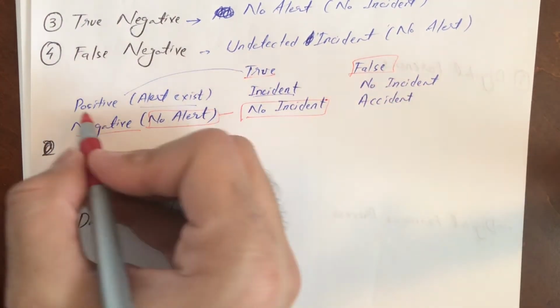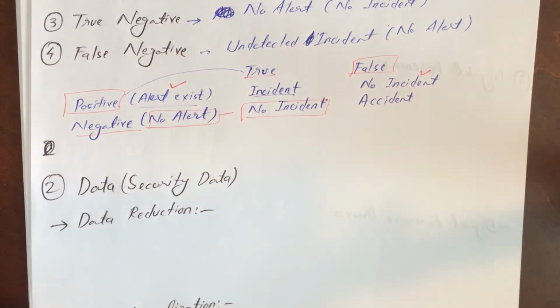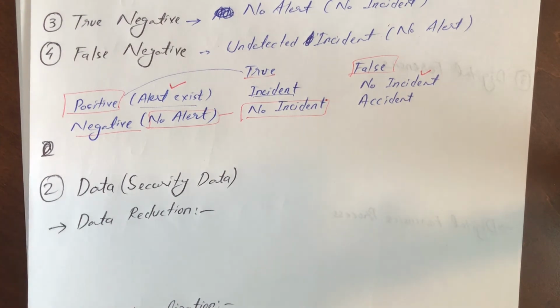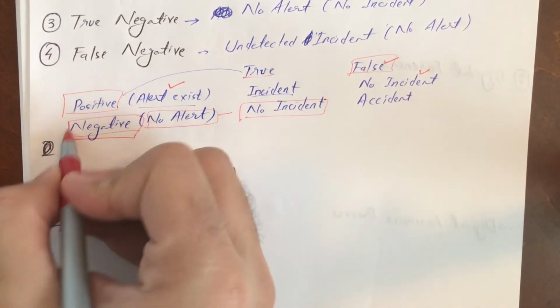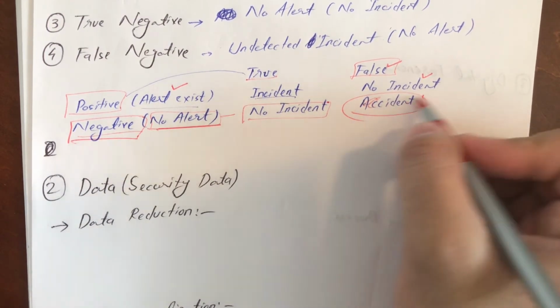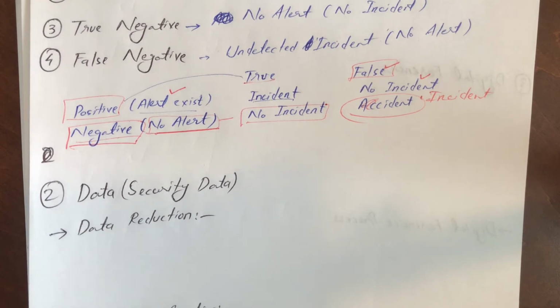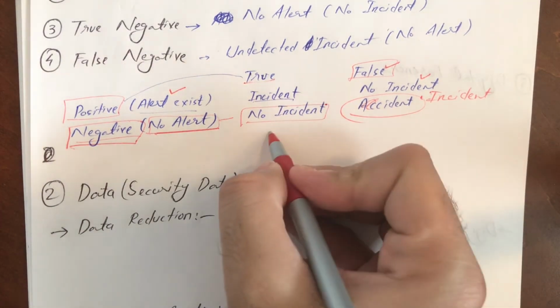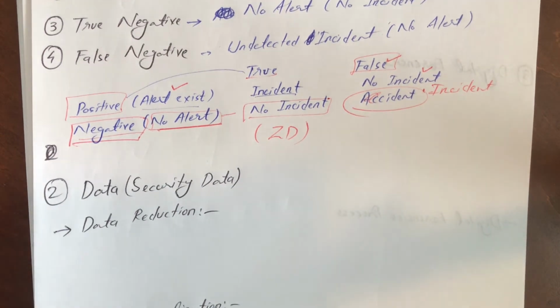False positive means an alert exists but no incident happened. That's fine. But the problematic thing is false negative. It says no alert but an incident happened. That's a problem because it is undetected, we didn't catch it. This happens because of 0-day attacks. Whenever a 0-day or new vulnerability is introduced, this kind of thing happens.